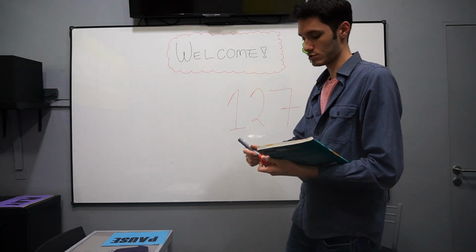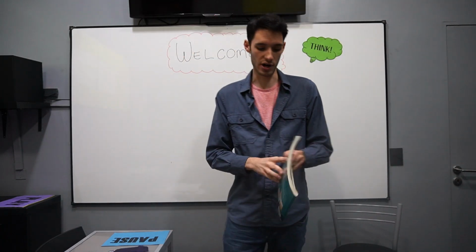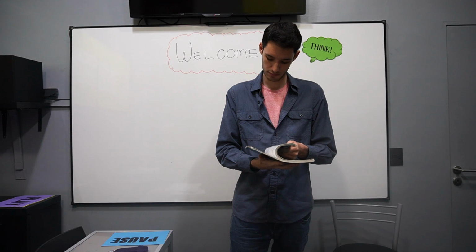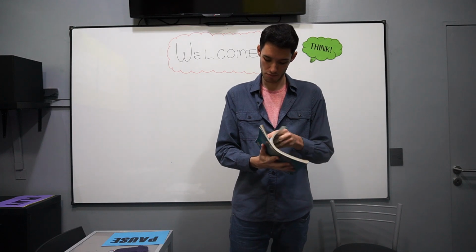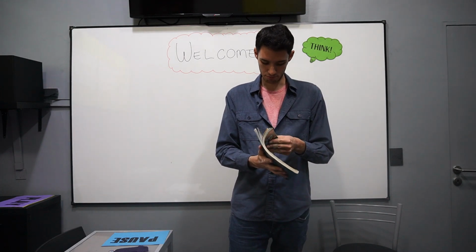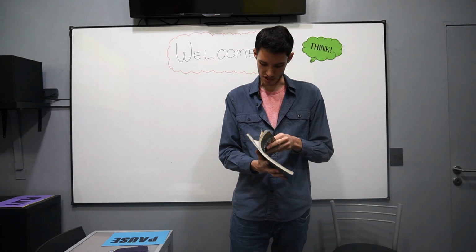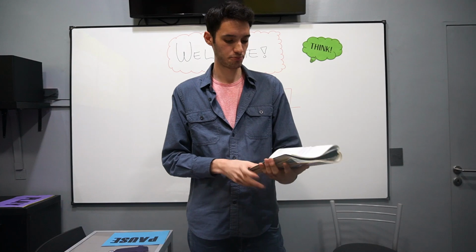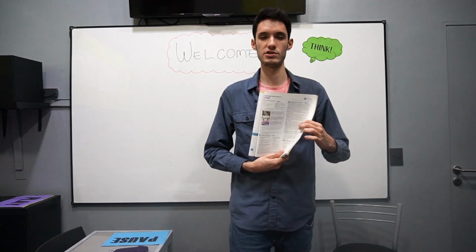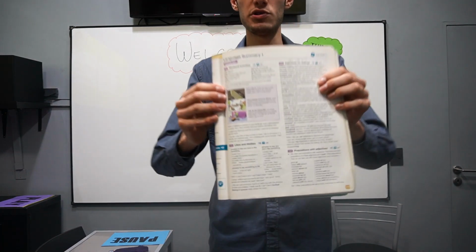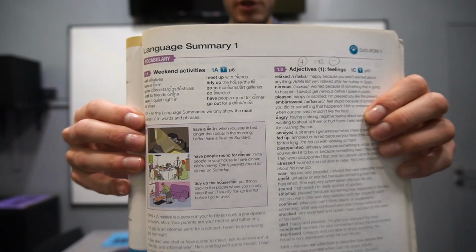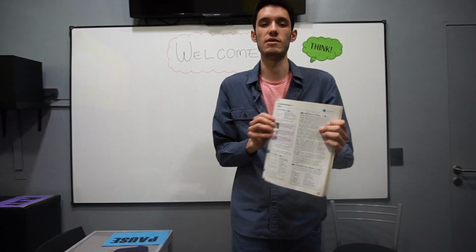127, we're going to work on some more activities. Okay, so 127. Almost there. Great. Here on page 127, it should say language summary, as you can see. That's the page, okay? 127.